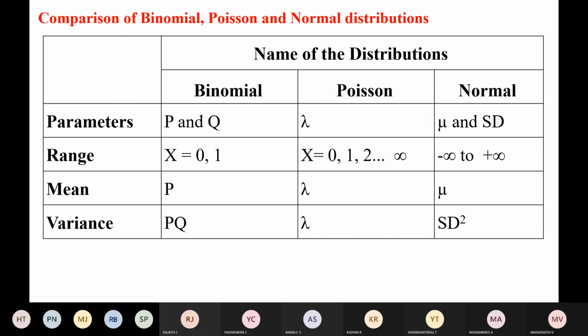This is for 5 marks. Below the table, it is essential to mention that P is equal to probability of success and Q is equal to probability of failure.